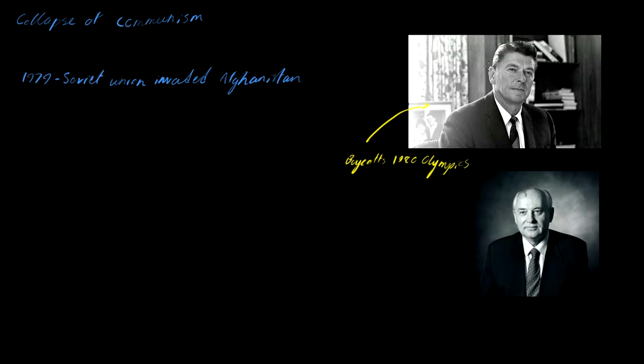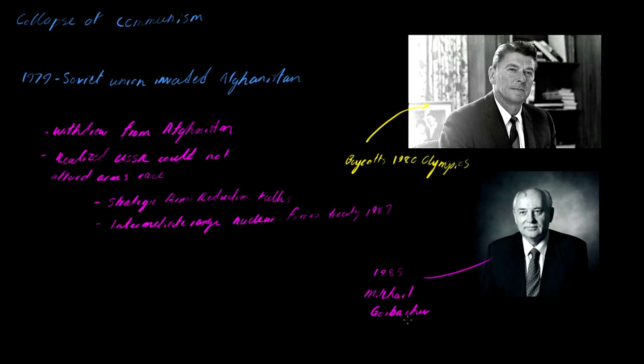In 1985, Mikhail Gorbachev became the leader of the USSR. So Gorbachev did a whole bunch of significant things. Let's look at some of them. He withdrew from Afghanistan. He realized the USSR could not afford the arms race, so he signed the Strategic Arms Reduction talks with the United States and also signed the Intermediate Range Nuclear Forces Treaty in 1987, basically eliminating shorter and intermediate range nuclear missiles for safety.